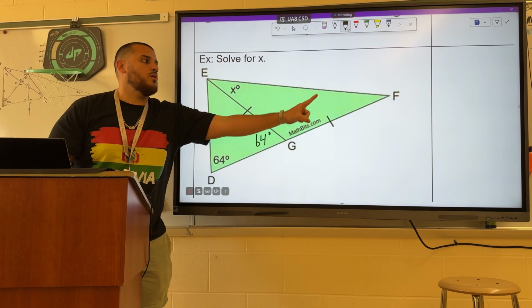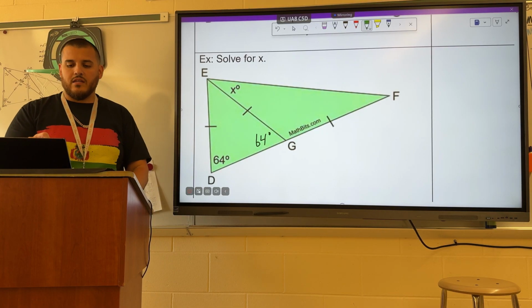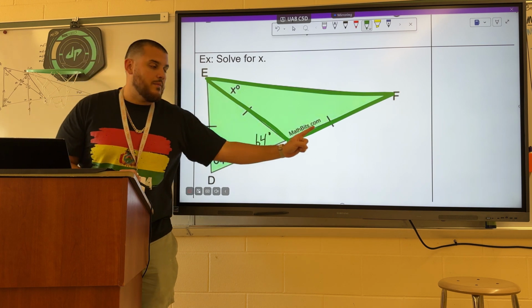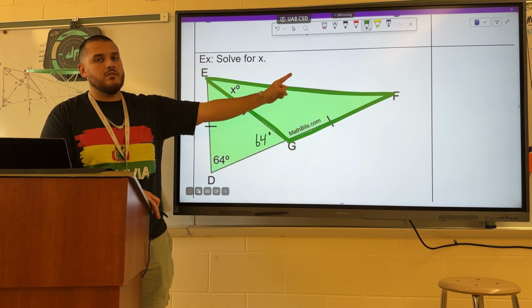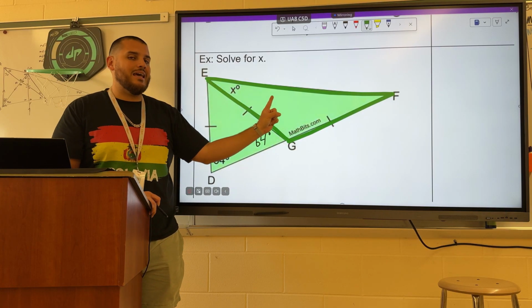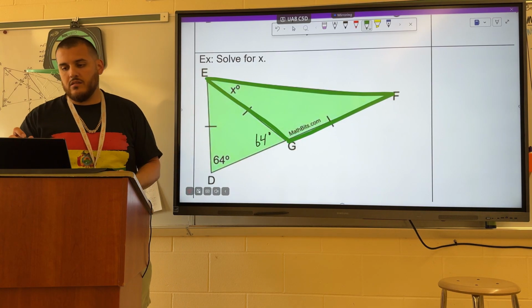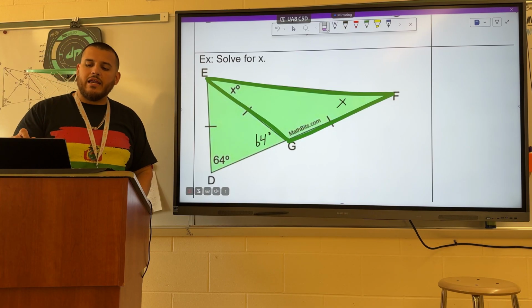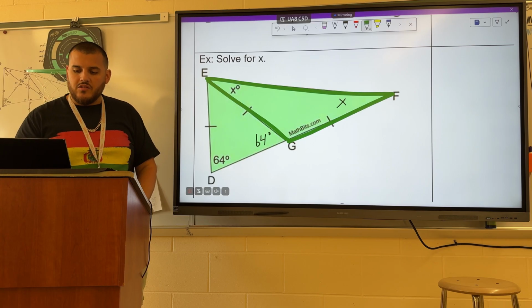And that's first gonna require us to look at that other isosceles triangle, this one right here. These are my legs, this is the base, these are the base angles that have to be congruent. So if that's x, then this is x. And then the only equation I would have to do from here is just looking at that 64 outside.